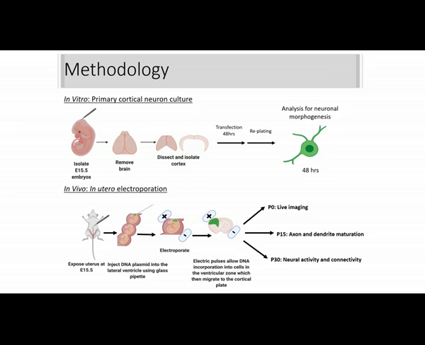In the in vivo analysis, we used in utero electroporation with plasmids such as shRNA plasmid using E15.5 embryos and analyzed the neural morphology and neural connectivity and activity. We performed ex vivo live imaging at P0, neuromorphological analysis at P15, and neural connectivity and neural activity at P30.